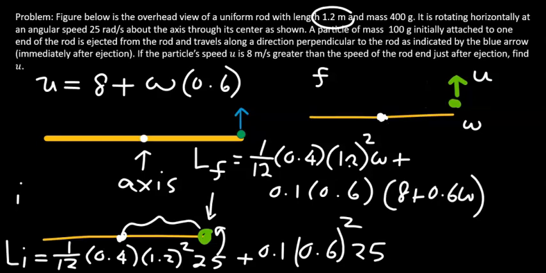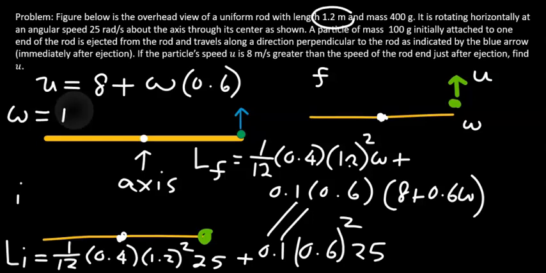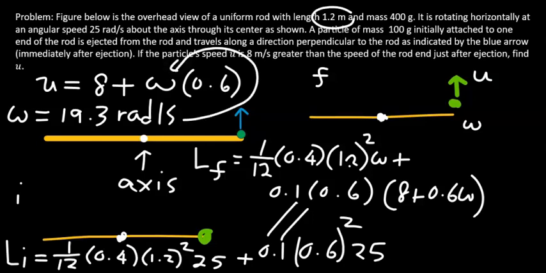Now using conservation of angular momentum, we can equate Li to Lf, namely this is equated to that above, and we can find omega. And if you do that, you can solve for omega as 19.3 radian per second, which after substituting into this equation will give you u as 19.6 meter per second. And that solves the problem.